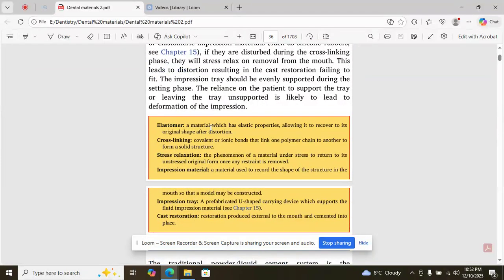Elastomer is a material which has elastic properties, allowing it to recover to its original shape after distortion. Cross-linking is covalent or ionic bonds that link one polymer chain to another to form a solid structure. Stress relaxation is the phenomenon of a material under stress to return to its unstressed original form once any restraint is removed.